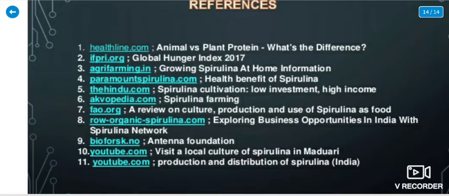Number one is healthline.com, which differentiates plant protein and animal proteins. Another one is ifpri.org, Global Hunger Index 2017.